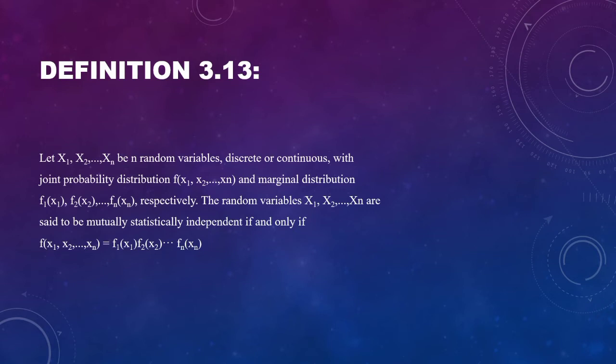The random variables x sub 1, x sub 2 up to x sub n are said to be mutually statistically independent if and only if f of x sub 1, x sub 2 up to x sub n is equal to f sub 1 of x sub 1, f sub 2 of x sub 2 up to f sub n of x sub n for all x sub 1, x sub 2 up to x sub n within their range.